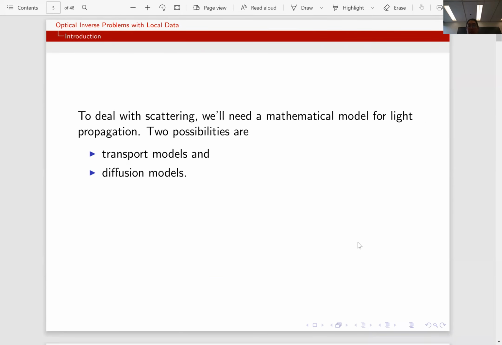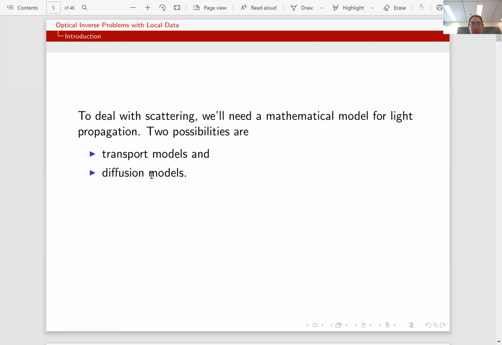So in order to do that, you need a mathematical model for light propagation in a scattering medium. And there's lots of possibilities for the mathematical model we can consider. But today I want to consider two of these: the transport models and the diffusion models. So I'll explain a little bit more about what these two models are.